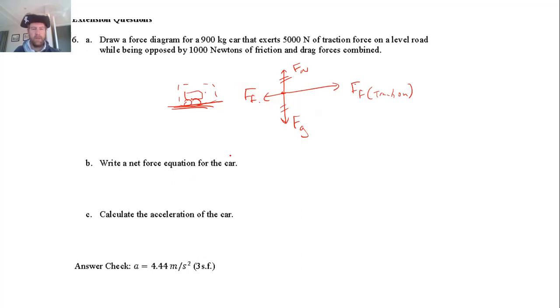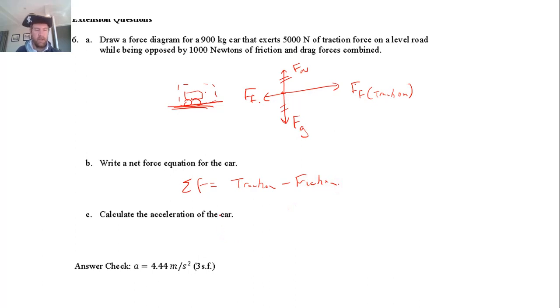Right, a net force equation for the car. The upwards and downwards forces balance, so net force only has to worry about forward and backwards. So the net force is equal to traction minus friction.